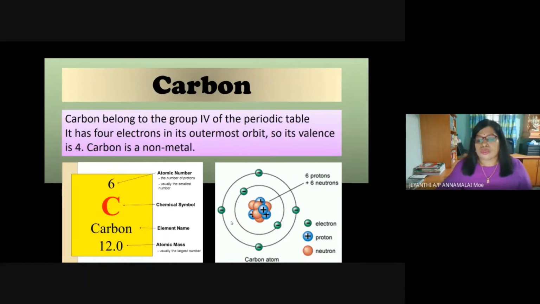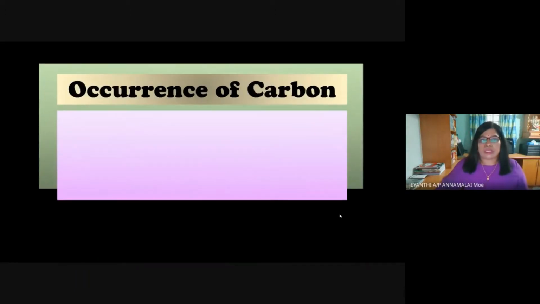So you need to remember this. We are moving on. Occurrence of carbon. When you talk about carbon, how many percent of carbon can be found on Earth? Where can you find it? This is something that you need to know.